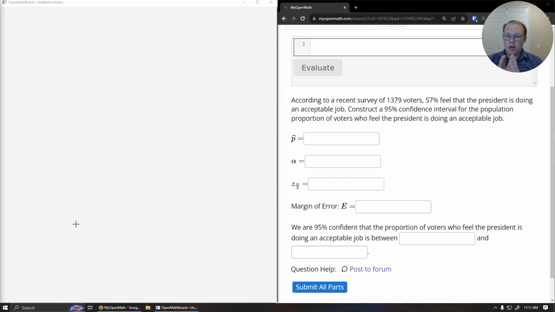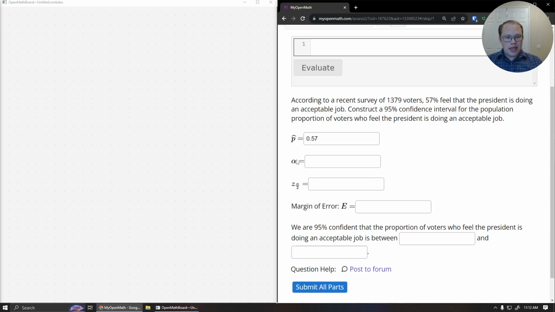Okay, so we have a sample proportion here. We know 57% of the voters we surveyed feel the president is doing an acceptable job. So that's our p-hat. 57% is 0.57. Okay? We want to construct a 95% confidence interval for the population proportion. Where does that population proportion live? Okay?